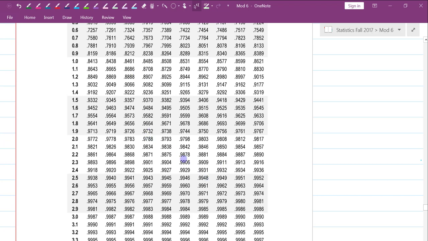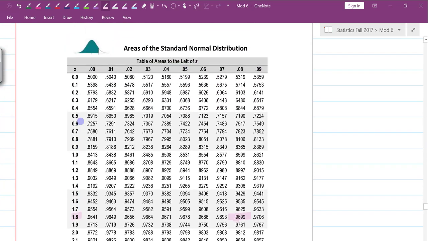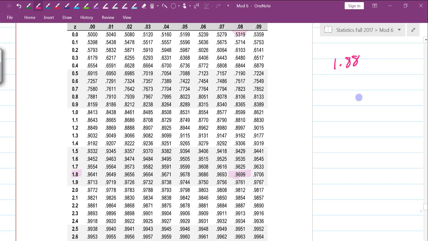0.97. This number right here is very close. You can't get much closer to 0.97. Okay, so it's going to be 1.8, and when you go up, 8. Okay, so it's 1.88 is the z value, 1.88. That corresponds, there we go, so you can see both.